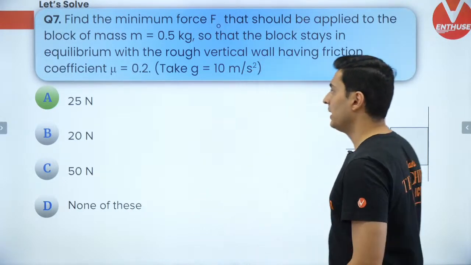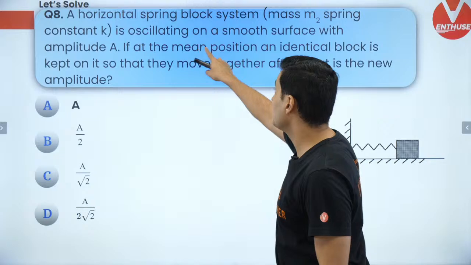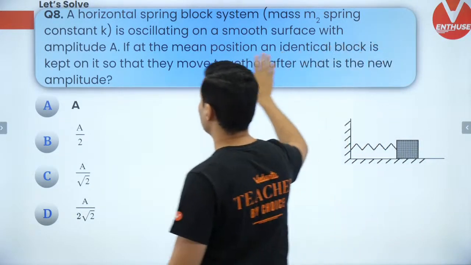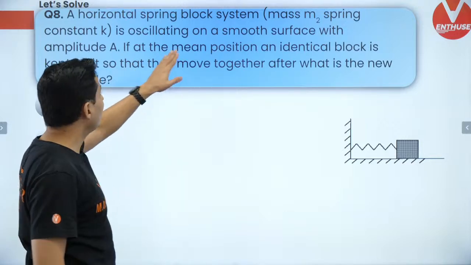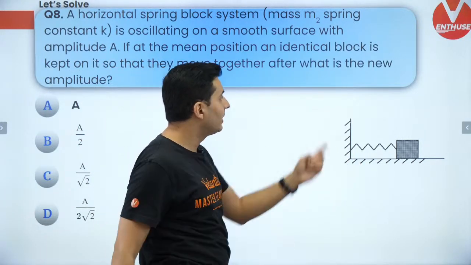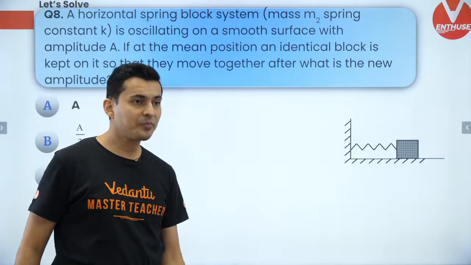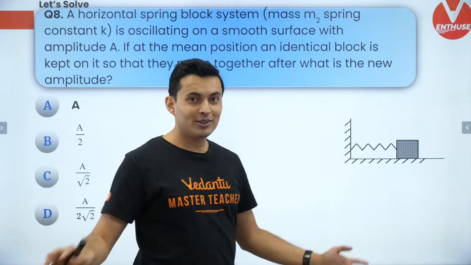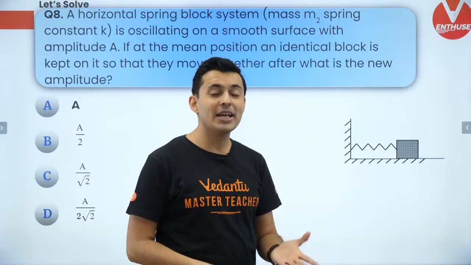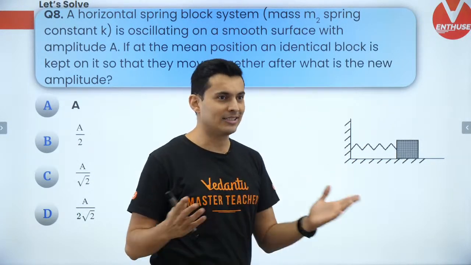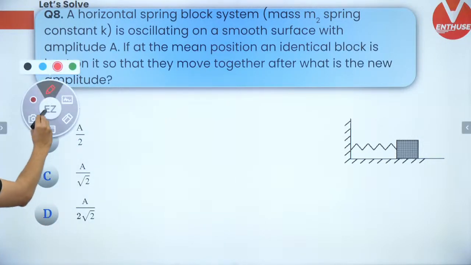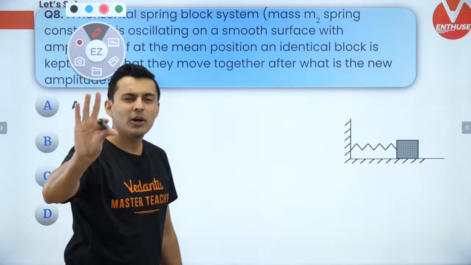Very good. Let's do the next one. Very interesting question. A spring block system is oscillating on a smooth surface with some amplitude. If at the mean position an identical block is kept on it so that they move together, then what is the new amplitude? A lot of you have already started answering. Very good. I'll tell you what, very simple.